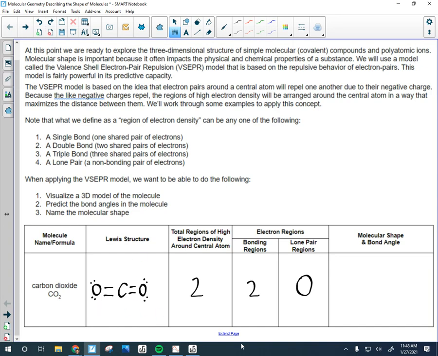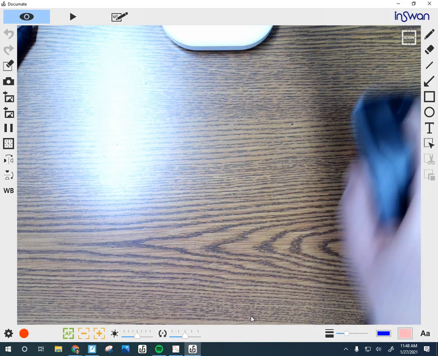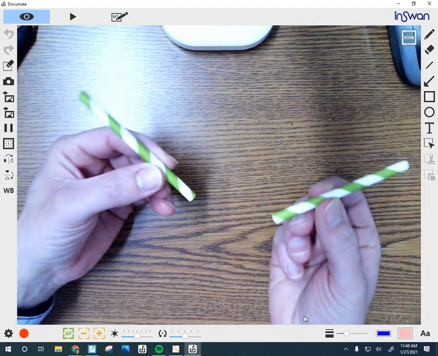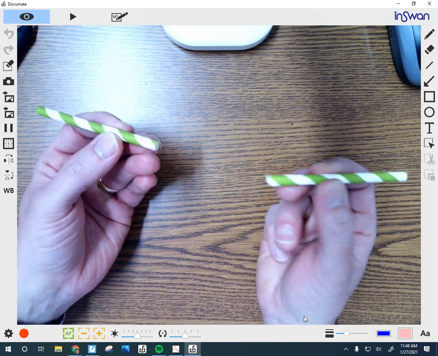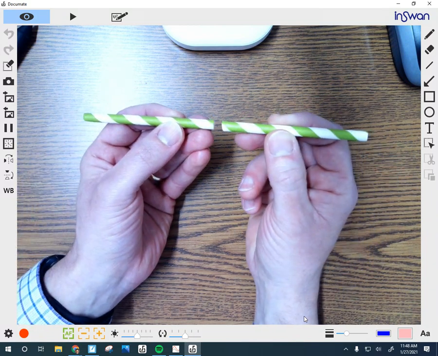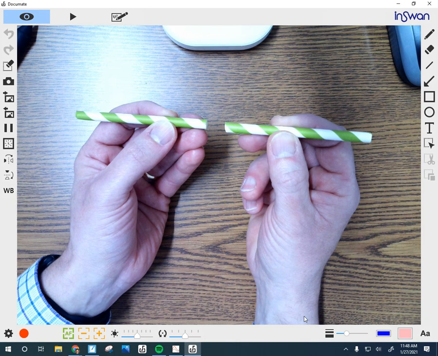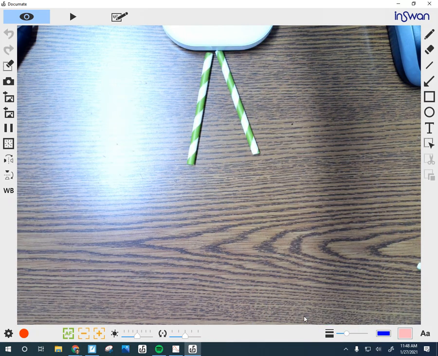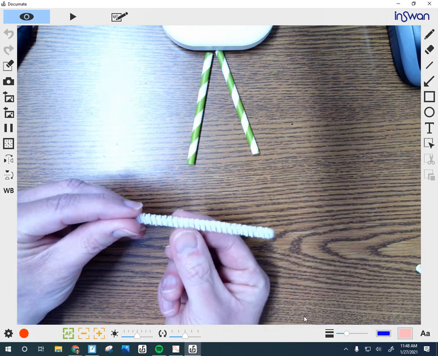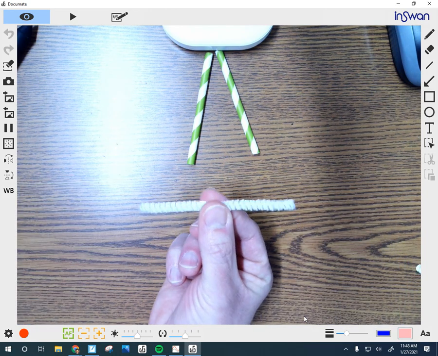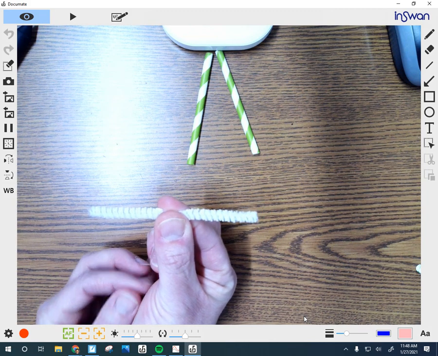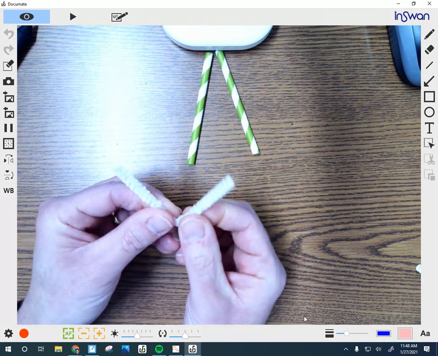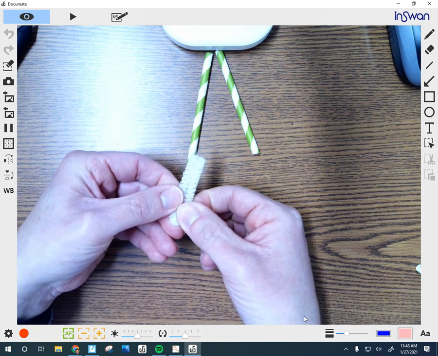So let me switch over to my camera. There we go. And so what we need to build CO2 is two of the straws. They are going to represent our bonds. And we need to connect them in the middle where the carbon is. Okay? So let me lay those aside. So we're going to take one of our pieces here, and we're just going to try to fold it in half as best we can. So try to find the middle, and then you want to fold it kind of like that.